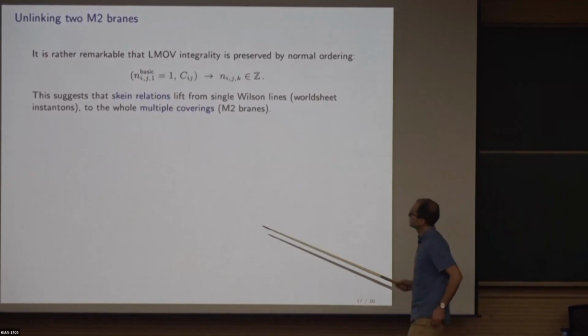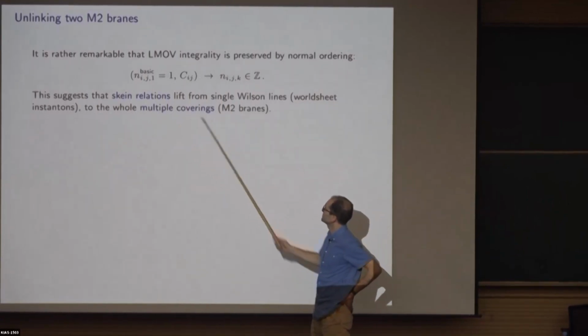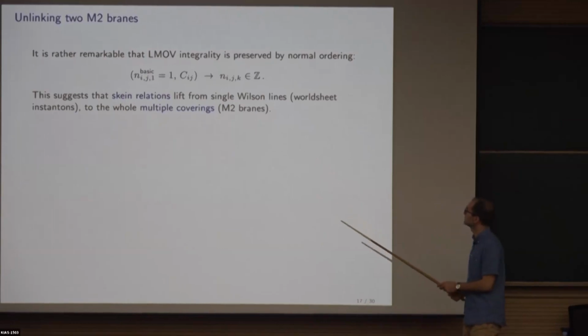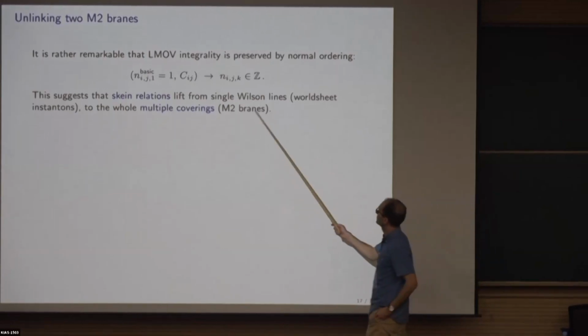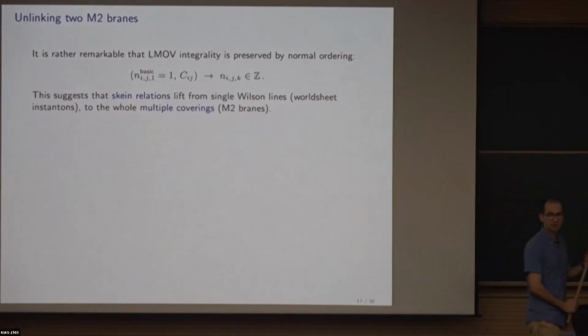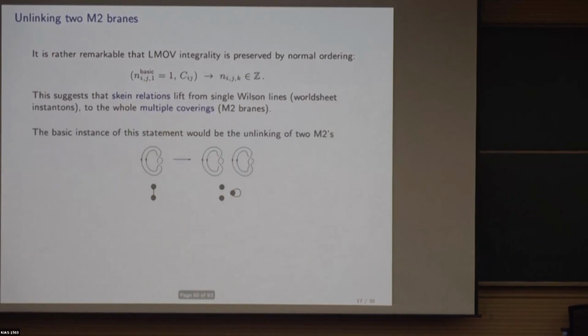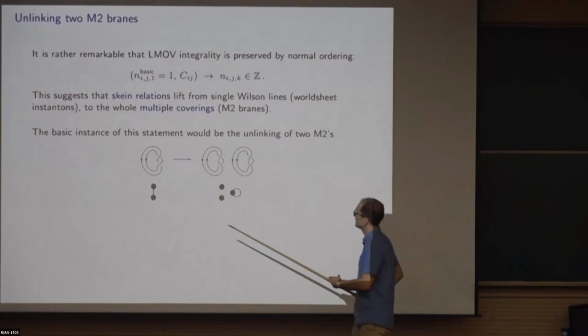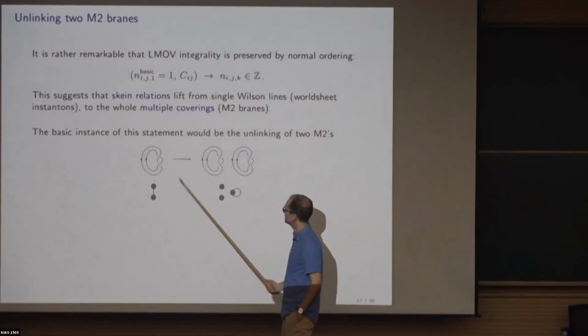But at this point, what this suggests is that the skein relations on the single disk boundaries can be lifted from the single ones to the whole multiple covering. So there should be something like a skein relation for the whole multi-covering contribution of the M2 brane. So let's believe this for a second. Then if that's true, the basic instance would be the following.